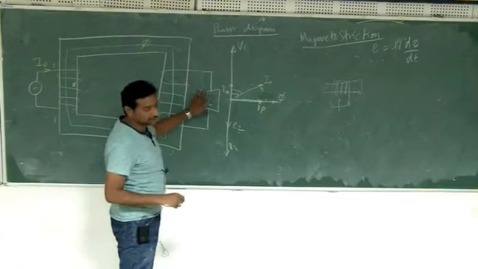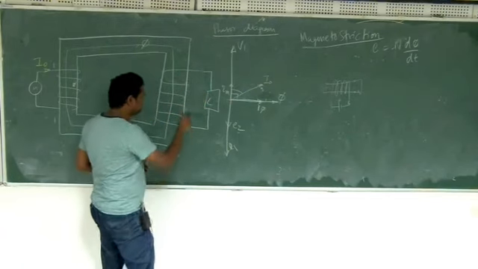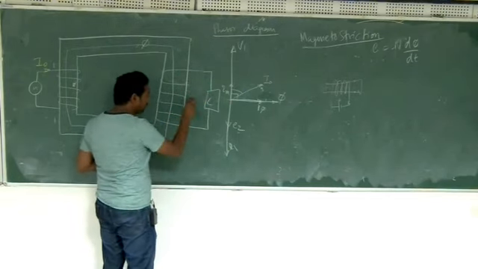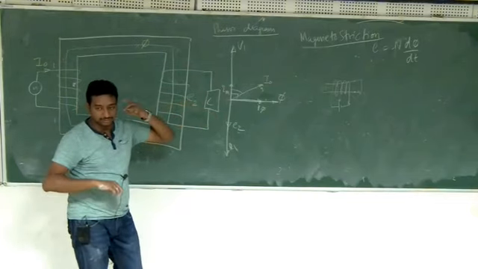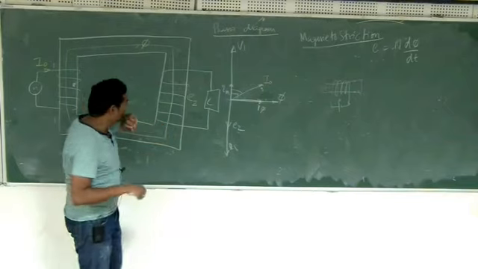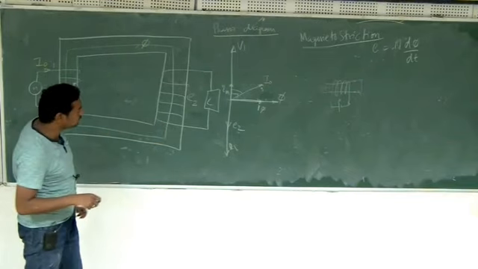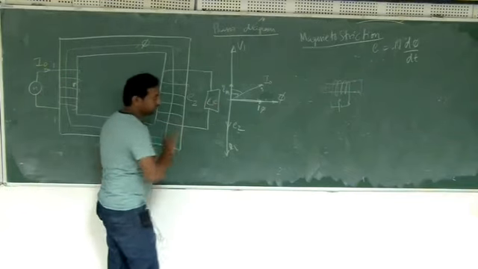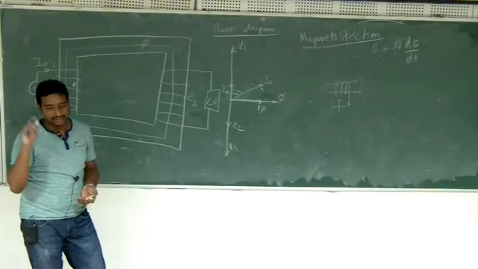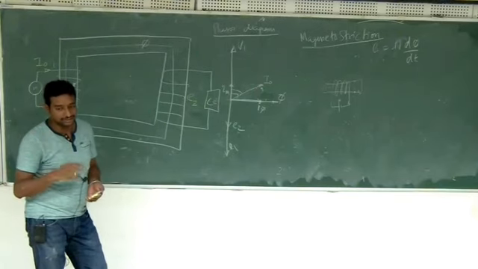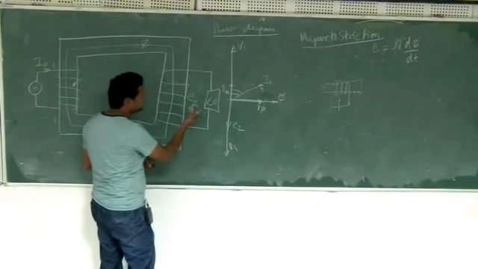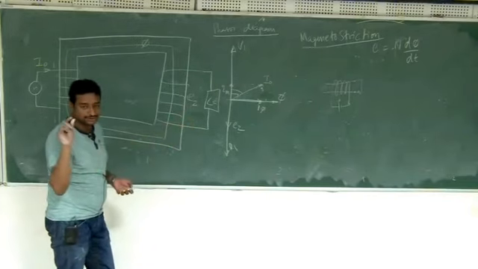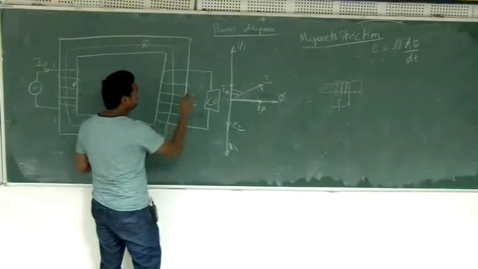Now immediately after connecting the load, there was some E2 EMF. Because of that E2 and because of the impedance of the load, there will be some current. For simplicity's sake, take a resistive load. If you consider a resistive load, then the current is nothing but E2 divided by the resistance value. That current, let us call it I2.